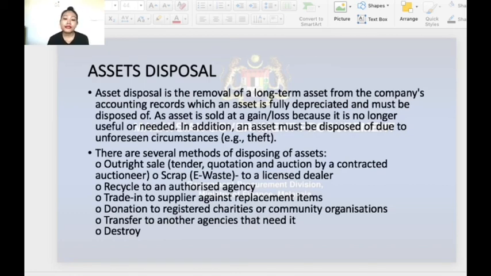An asset is sold at a gain or loss because it is no longer useful or needed. In addition, an asset must be disposed of due to unforeseen circumstances. Okay? So there are several methods of disposing of assets. First one, outright sale by tender, quotation, and auction by a contracted auctioneer, and then scrap, e-waste to a licensed dealer. This should be here, yeah.